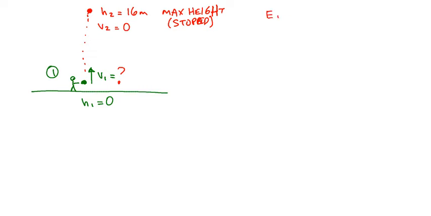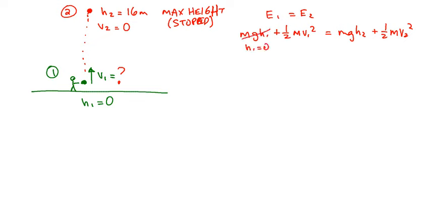I can come in here and say E1 equals E2. The energy at point 1 equals the energy at point 2, and you can either write out the whole big mess like this, and then you can start canceling things. Here, for example, H1 was equal to 0, so it would cancel that term out. At the top, V2 is equal to 0. This term would go away, and I'm left with that much.